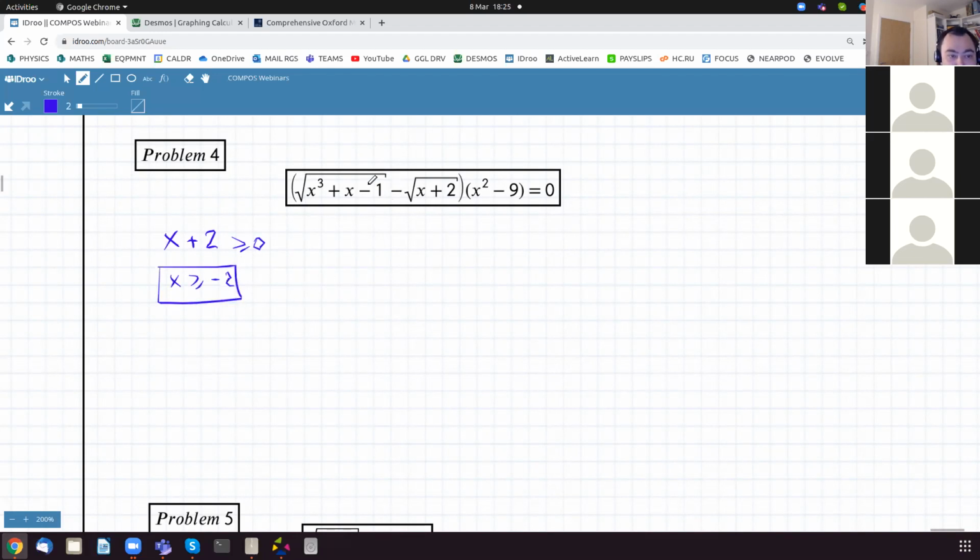Now, this expression also has to be non-negative: x cubed plus x minus 1 is greater or equal to 0. I could solve the inequality and see which x's I'm allowed to use and which are not, but it's too complicated. I want to avoid doing this.